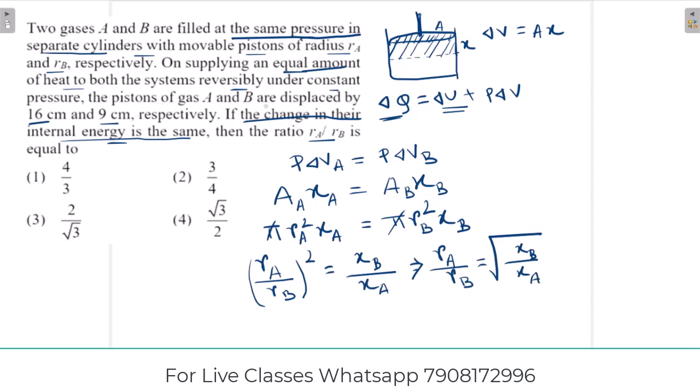Now, x A and x B are given, that is, the pistons of gas A and B are displaced by 16 centimeter and 9 centimeter. So, the piston of A is 16 centimeter and B is 9 centimeter. So, x B is 9 and x A is 16, that is 9 by 16. So, root over 9 by 16 is 3 by 4. So, Ra is to Rb is 3 by 4. That is option 2 here is the correct answer.